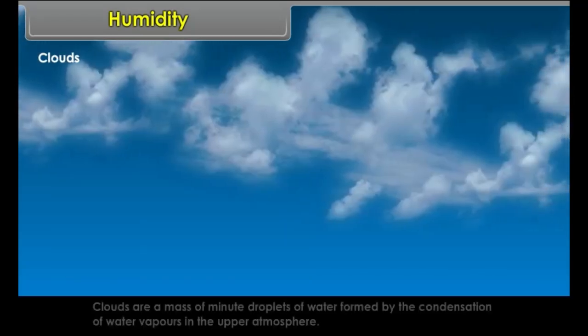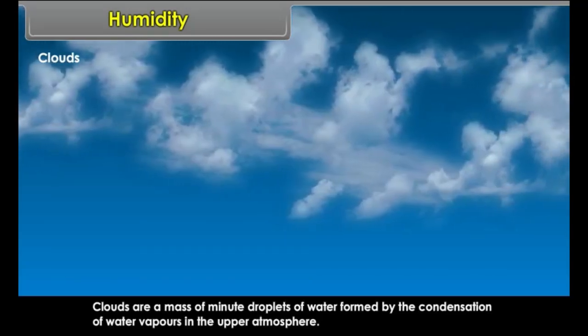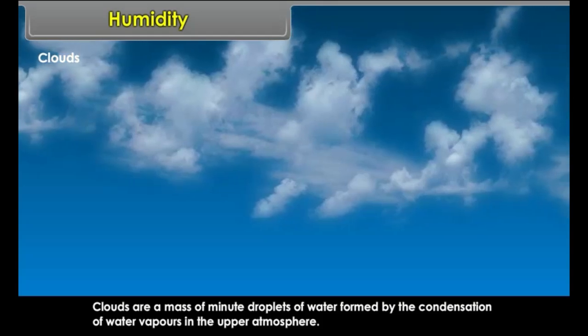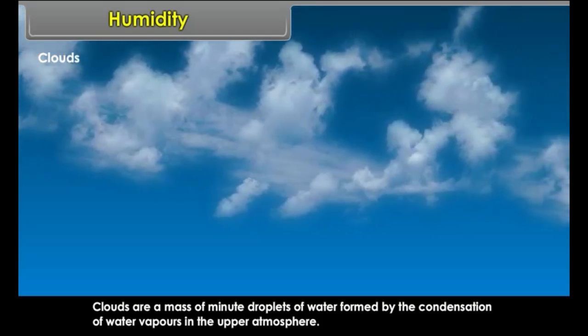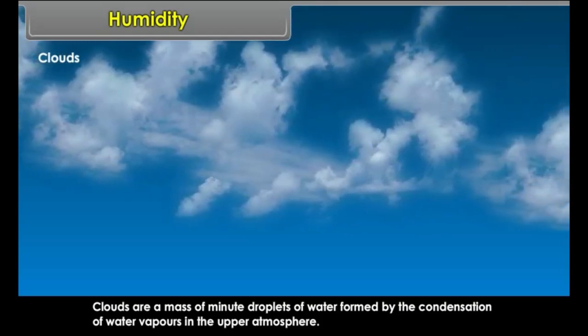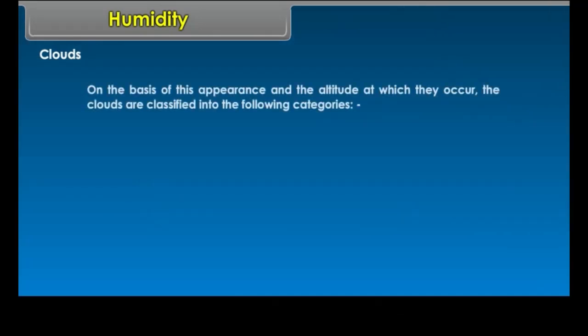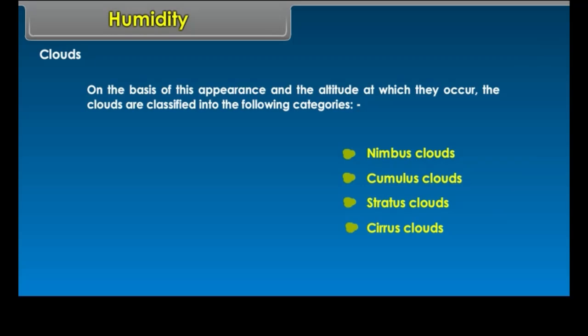Clouds. Clouds are a mass of minute droplets of water formed by the condensation of water vapors in the upper atmosphere. On the basis of their appearance and the altitude at which they occur, the clouds are classified into the following categories: nimbus clouds, cumulus clouds, stratus clouds, and cirrus clouds.